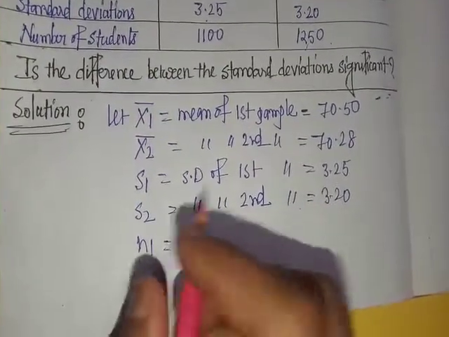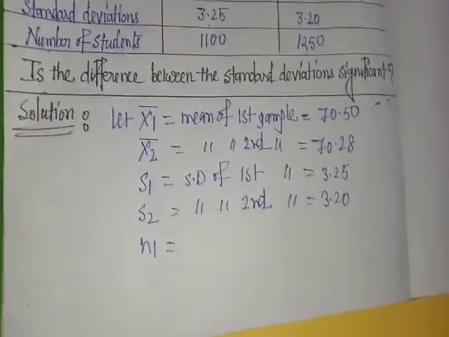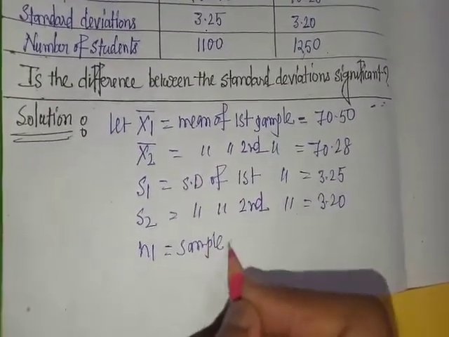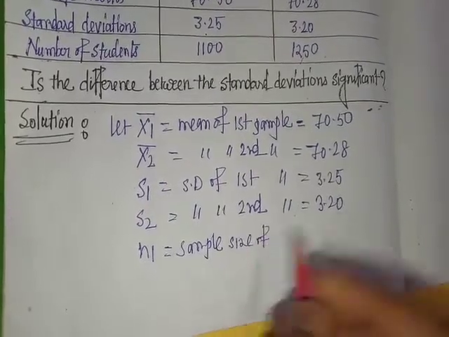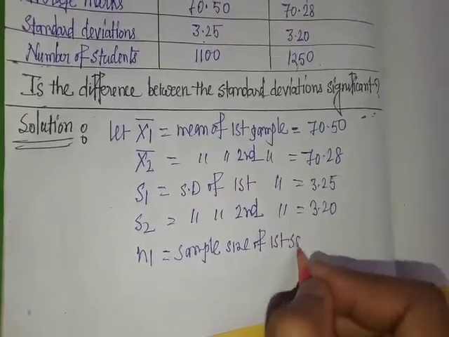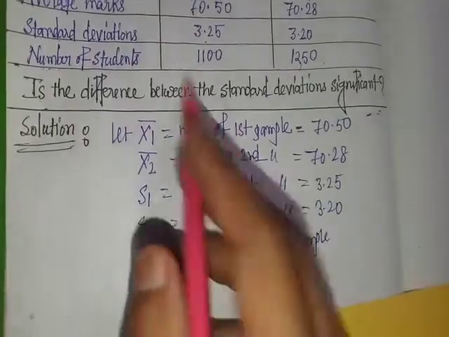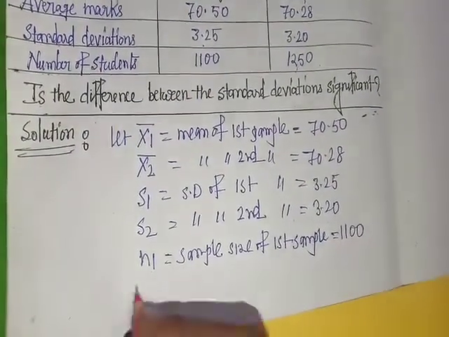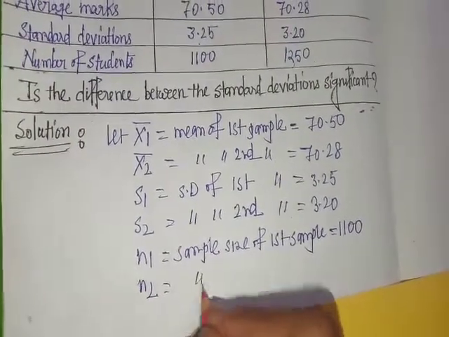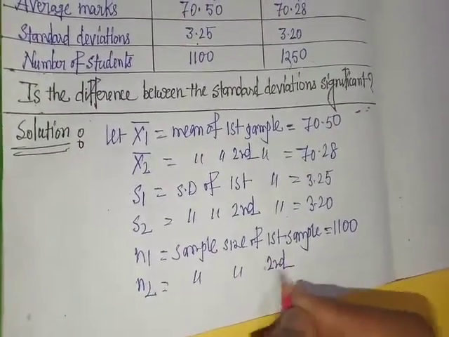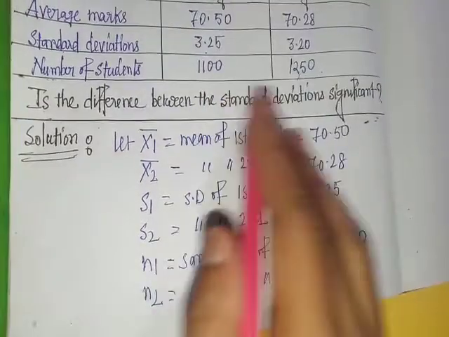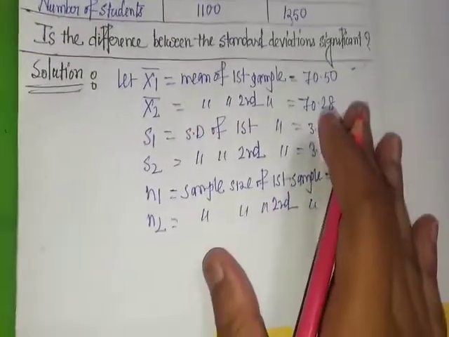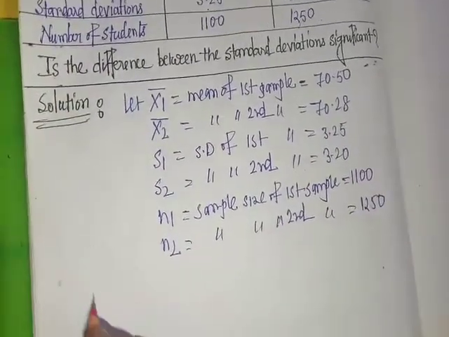N1 is the sample size of the first sample. So sample size is 1100. And similarly N2 be the sample size of the second sample. So sample size of second sample be 1250.